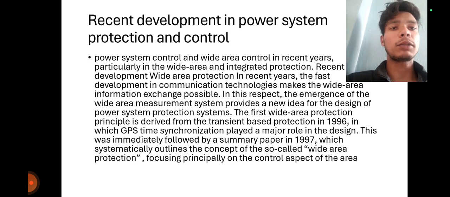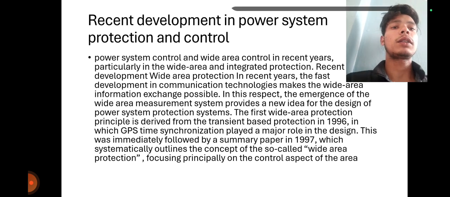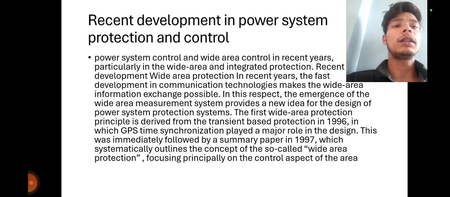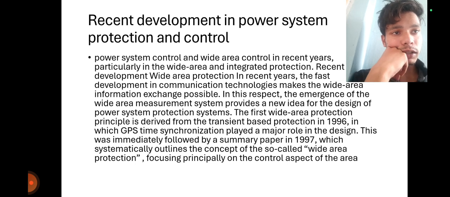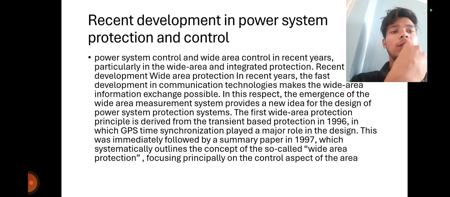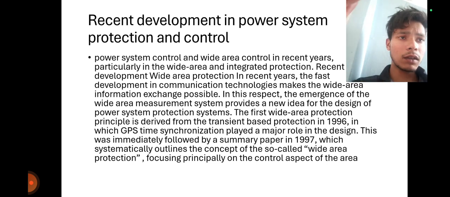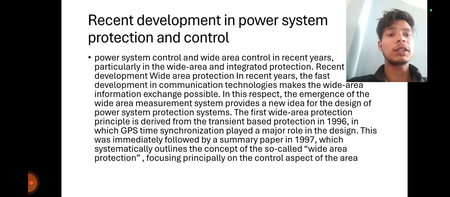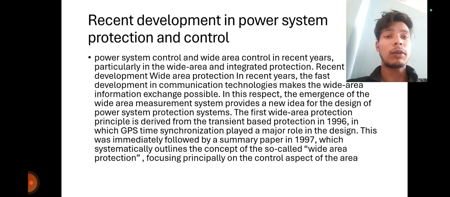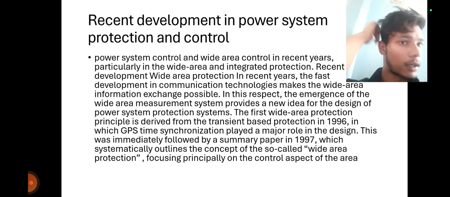Recent development in power system protection and control integration. So, the power system control and wide area control in recent years, particularly in the wide area and integrated protection. The fast development in communication technologies makes the wide area information exchange possible. In this respect, the emergence of the wide area measurement system provides a new idea for the design of power system protection systems. The first wide area protection principle is derived from the transient-based protection in 1996, in which GPS time synchronization played a major role in the design.